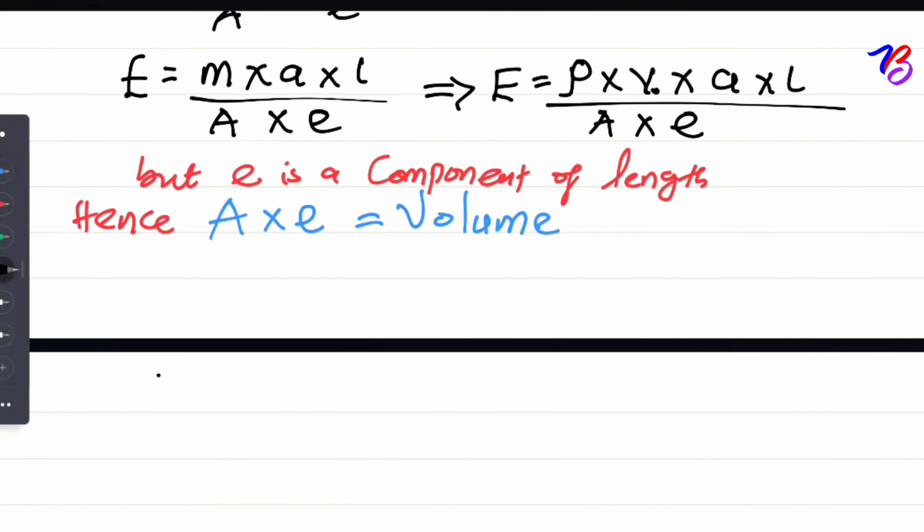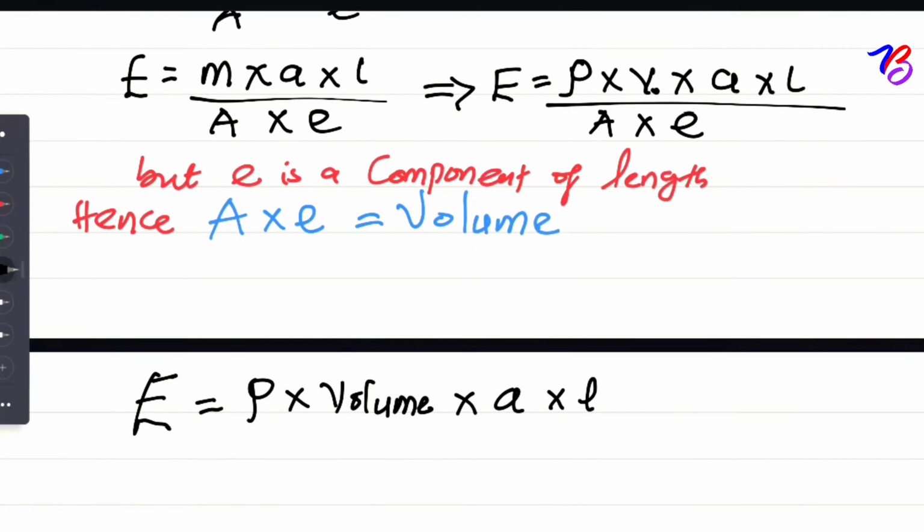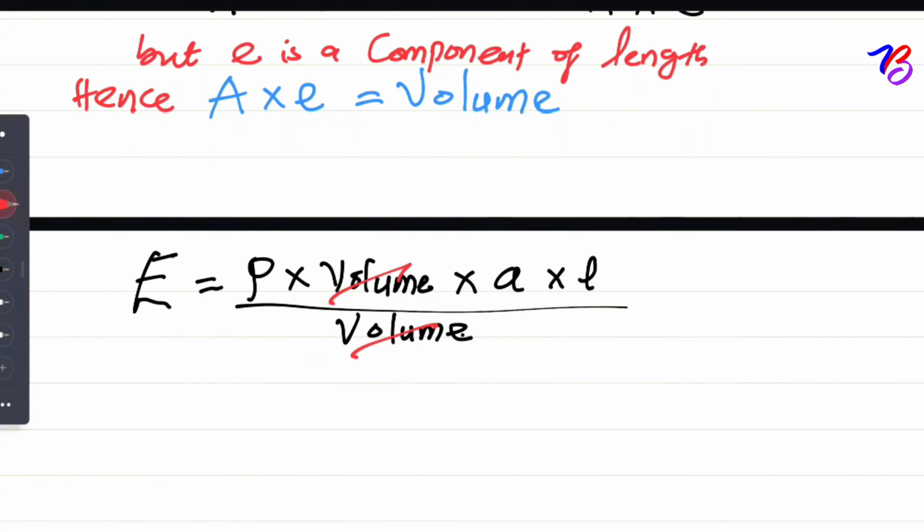So by substitution now, we have Young modulus E is equal to density multiplied by volume. Okay, let's write it in full. Volume multiplied by acceleration multiplied by length, all divided by A times E, which is volume, so all divided by volume, so that volume can cancel out volume. Then we now have Young modulus E is equal to density multiplied by acceleration multiplied by length.